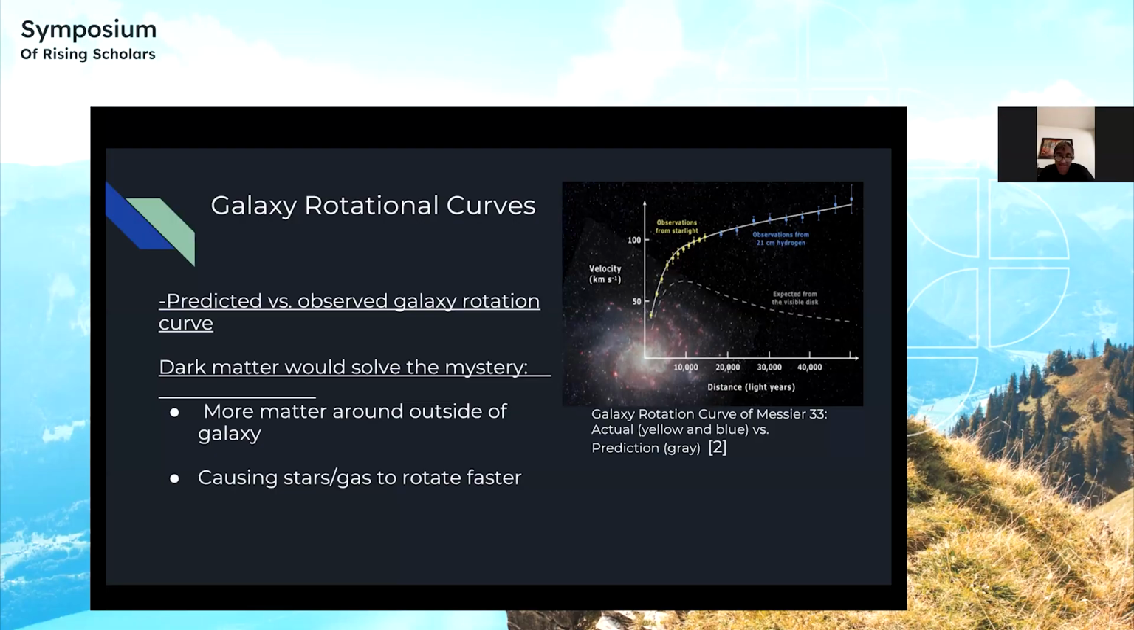It's because there must be more matter that we can't see that's causing the stars and the gas to orbit the galaxy at a greater speed. So that's why dark matter fits this description. That's why galaxy rotation curves serve as evidence for dark matter.